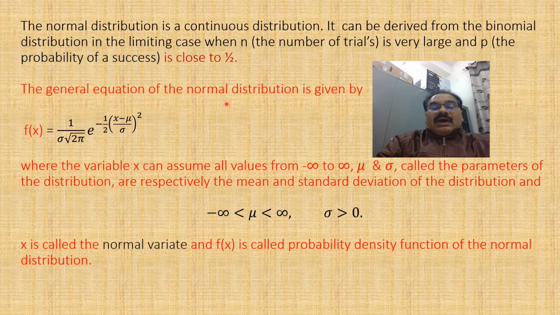The general equation of the normal distribution is given by f(x) = 1 over sigma square root of 2 pi, e to the power minus half of ((x minus mu) divided by sigma) whole squared. We know this sigma is known as the standard deviation and mu is called the mean. In the case of the Poisson distribution, we have already calculated that mu is equal to n into p. Also remember that here mu lies between minus infinity and infinity, while sigma is greater than 0. This x is called the normal variate and f(x) is called the probability density function of this distribution.